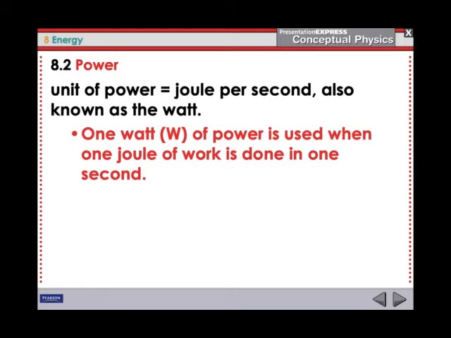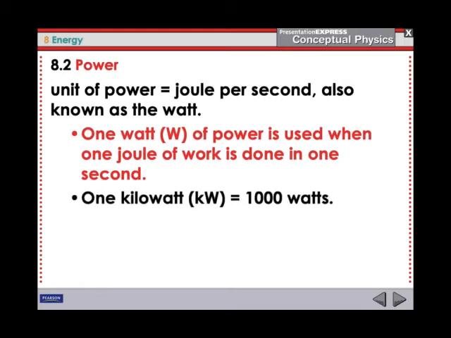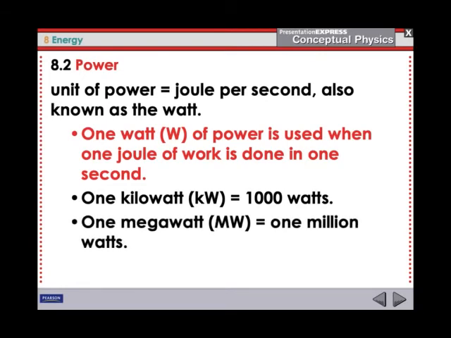So when your parents get their electric bill, the energy consumption is measured in kilowatt hours, and a kilowatt is 1,000 watts. When you're talking about hydroelectric dams putting out a certain amount of electricity, it's megawatts, which is 1,000,000 watts.